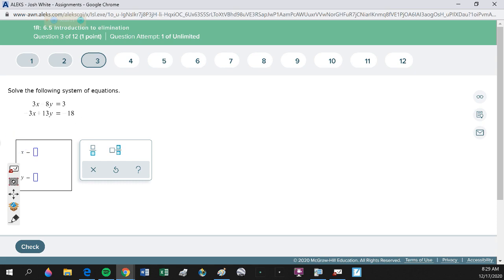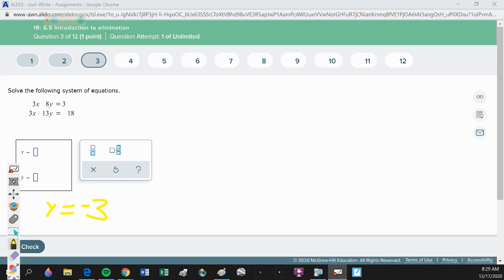So I add. My x's cancel. Negative 8y plus 13y is 5y. And 3 minus 18 is negative 15. So y is negative 3. Does everybody understand that?